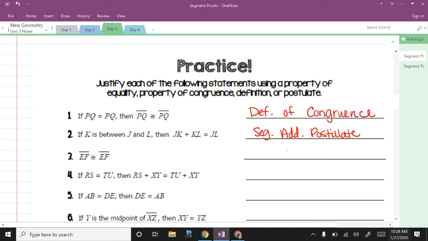Number 3. Segment EF is congruent to segment EF. What says that? Reflexive property. Very good. Anything congruent to itself is reflexive.